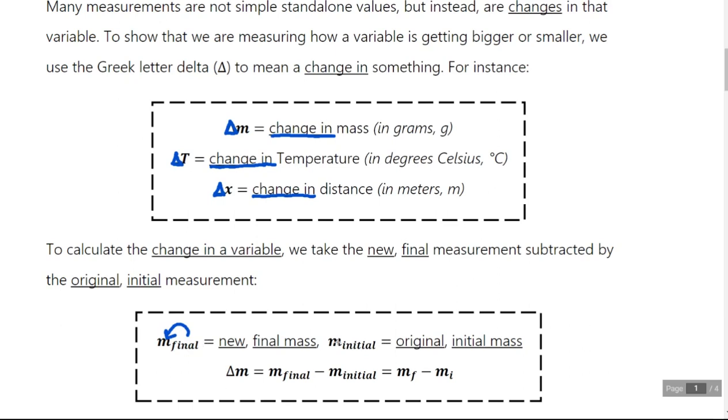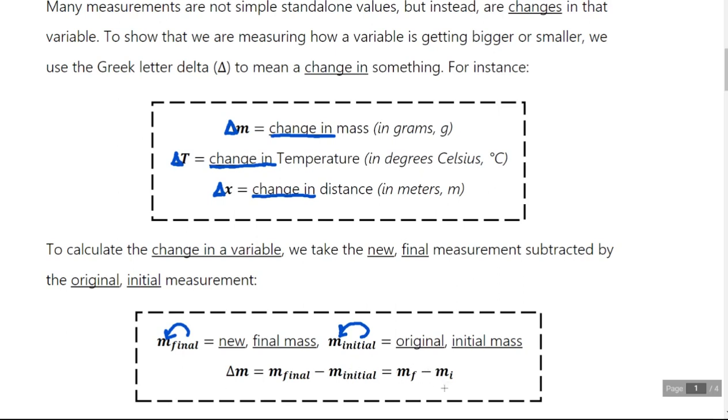Okay, we can use this little M initial to talk about the initial mass, so what the mass was originally. And then our change in mass is going to be equal to the final mass minus the initial mass. And we always do it in that order, final minus initial. Okay, so this M F minus M I is just a shortened way of saying the final mass minus the initial mass. Either way works fine. This is just sometimes a little bit shorter.